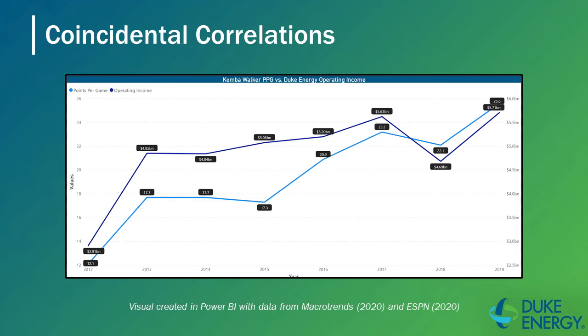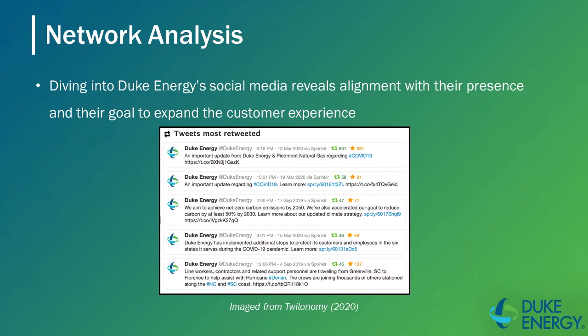The last correlation to look at are coincidental correlations. Visual on the screen compares Duke Energy's operating income since 2010 compared to former Charlotte Hornets superstar Kemba Walker's points per game since he was drafted into the NBA and on the Charlotte Hornets. As you can see, the two trends follow very close and have a pretty strong correlation, although they have absolutely nothing to do with each other. Now that financial data has been looked at, let's look at some social media.